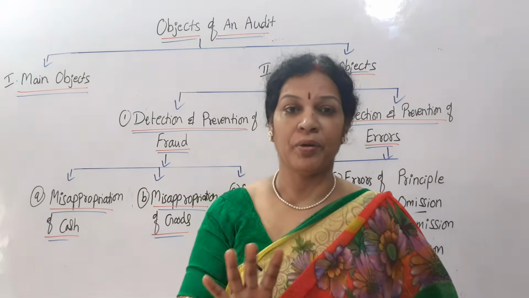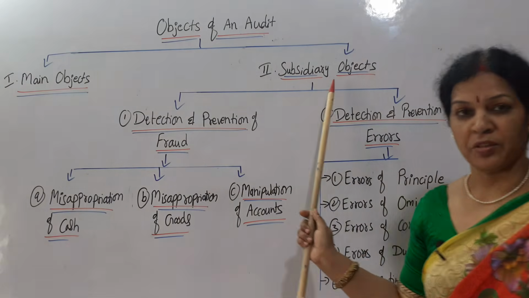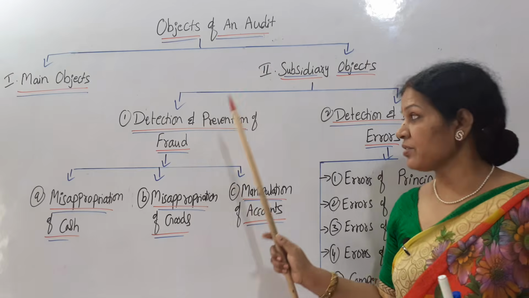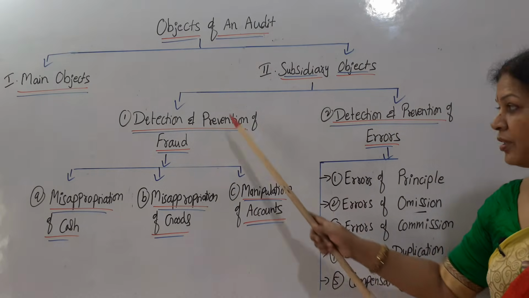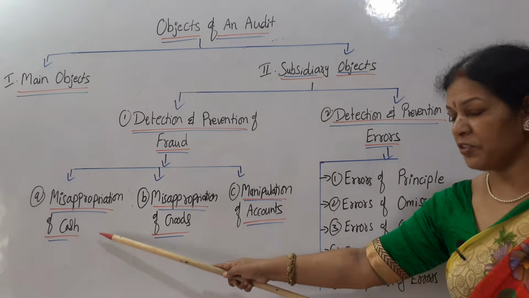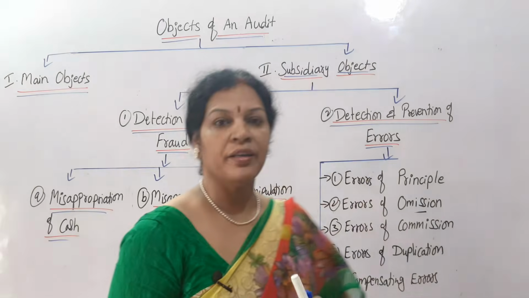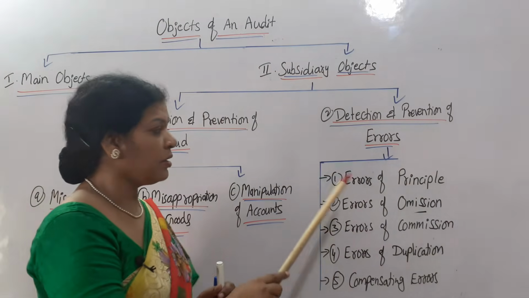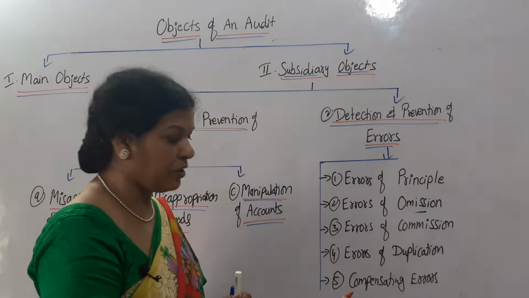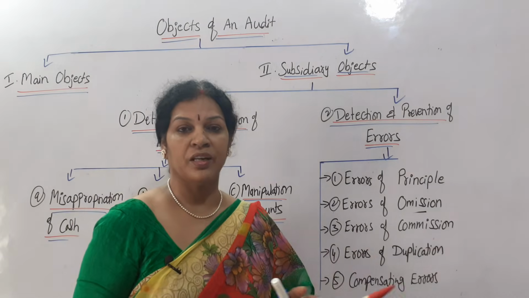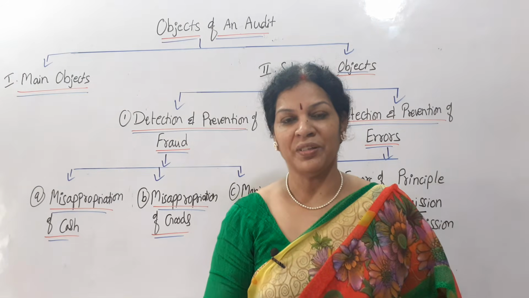Able to remember? Very important topic. Objects are of 2 types, main objects and subsidiary objects. Subsidiary objects are again 2 types: detection and prevention of frauds, detection and prevention of errors. Frauds are 3 types: misappropriation of cash, misappropriation of goods, and manipulation of accounts. And errors, 5 types: errors of principle, errors of omission, errors of commission, errors of duplication, and compensating errors. That's all. So objects, a very important topic, we have covered.